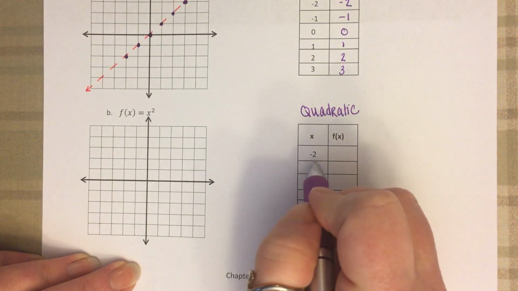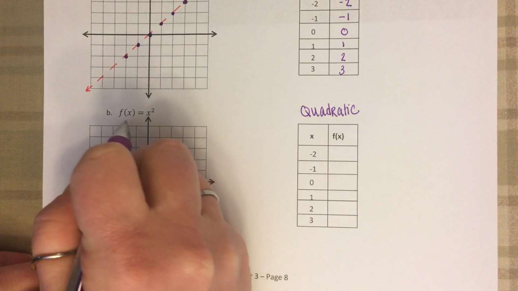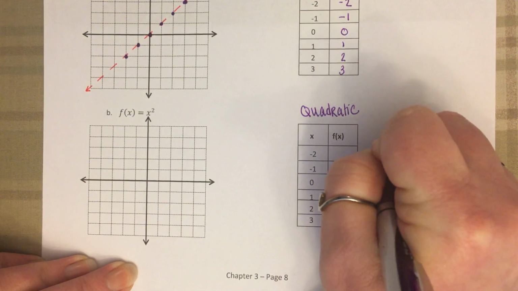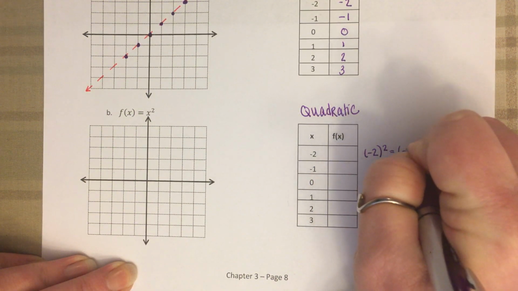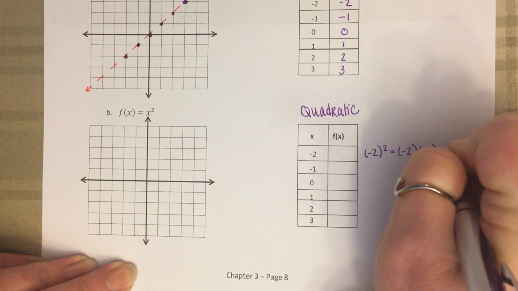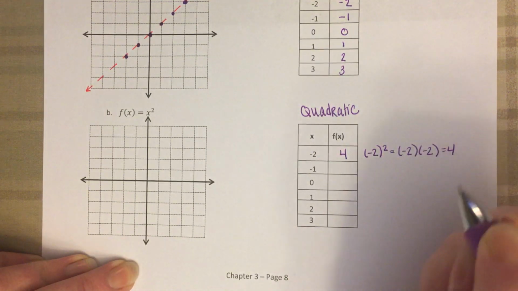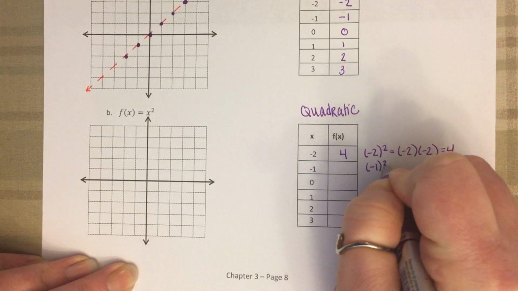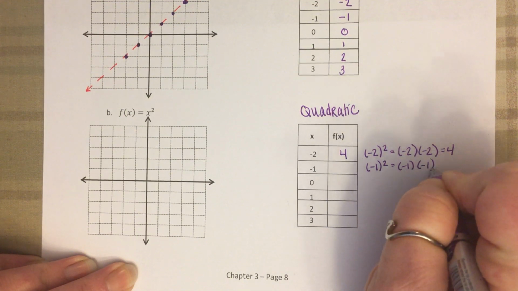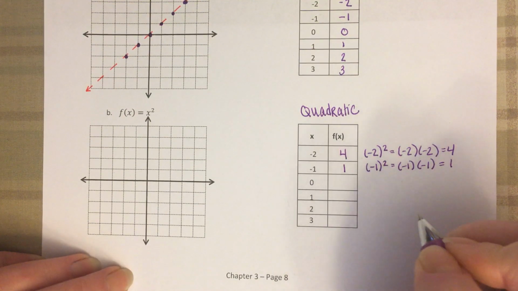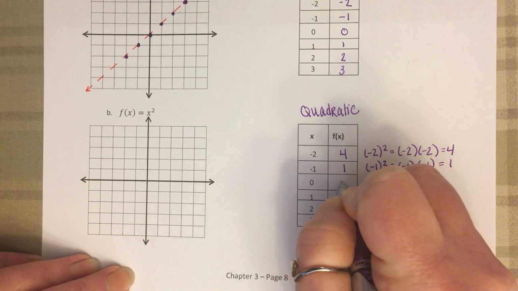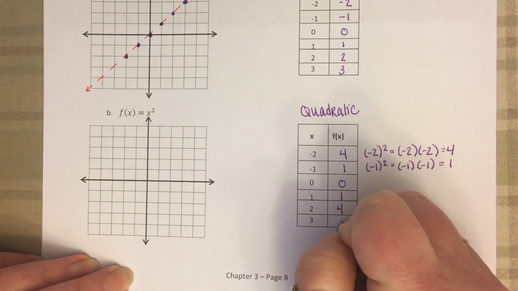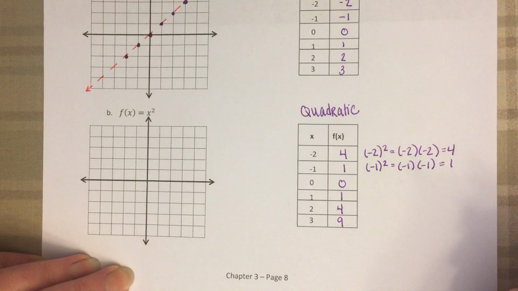For our first one, our x is -2. Our function, f of x equals x squared, so we're going to square -2. Remember, when we square negatives, negative times negative is going to turn positive, so our first value here is going to be 4. -1 squared is -1 times -1, and negative times negative gives us positive. 0 squared, well, 0 times 0 is still 0. 1 times 1 is 1. 2 times 2 is 4. 3 times 3 is 9.